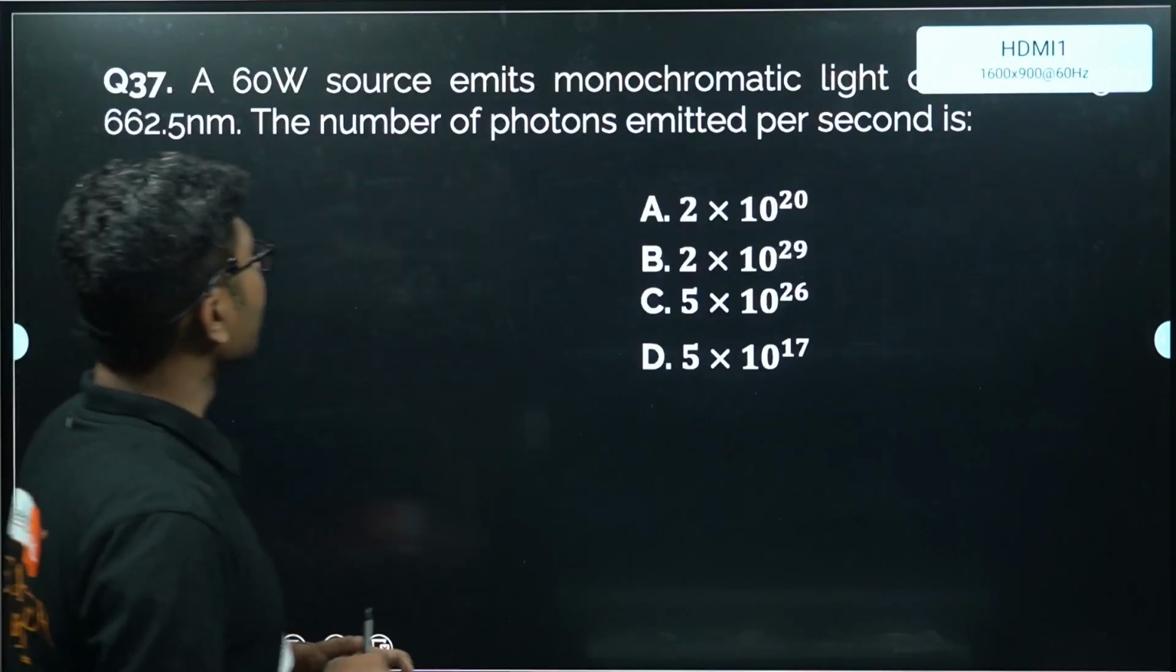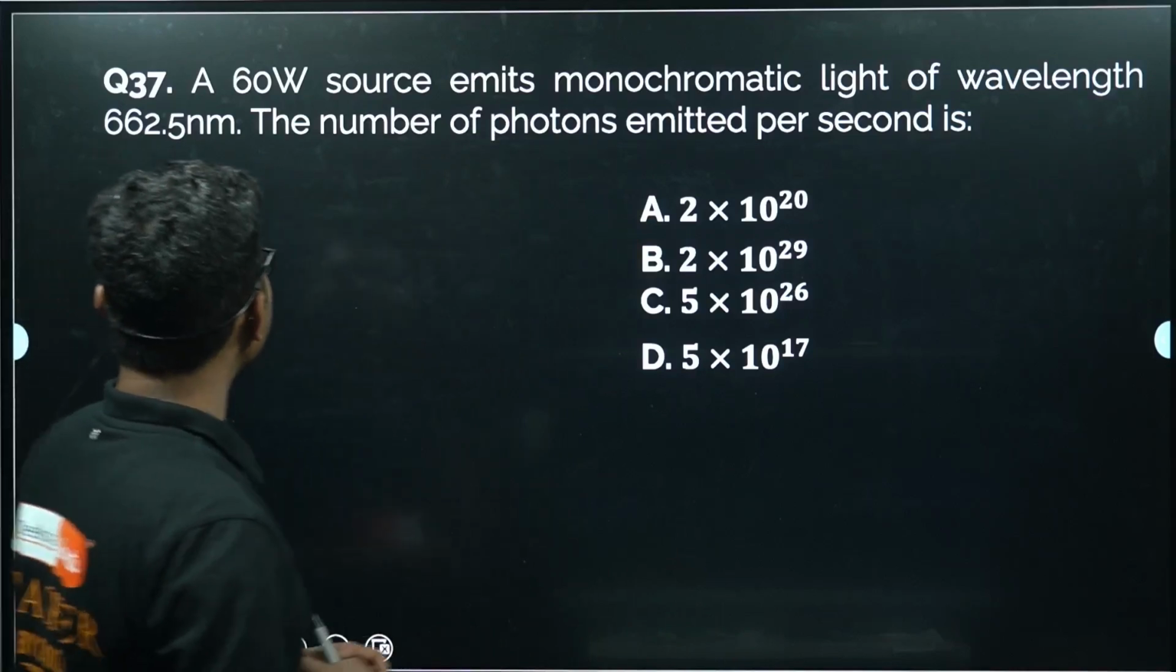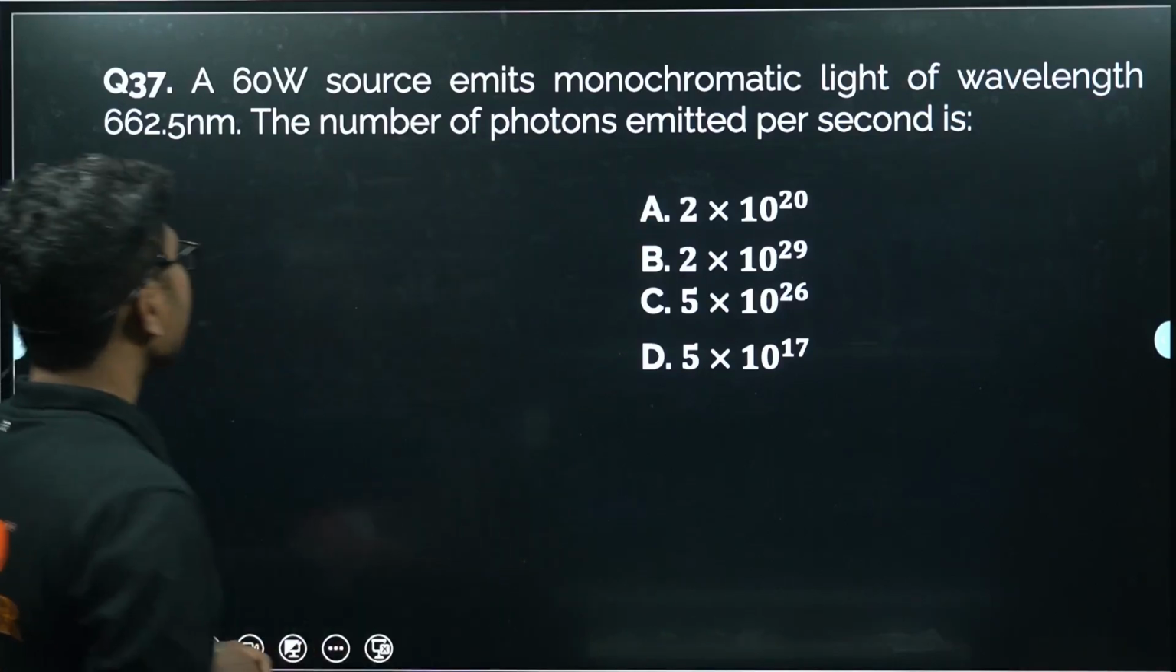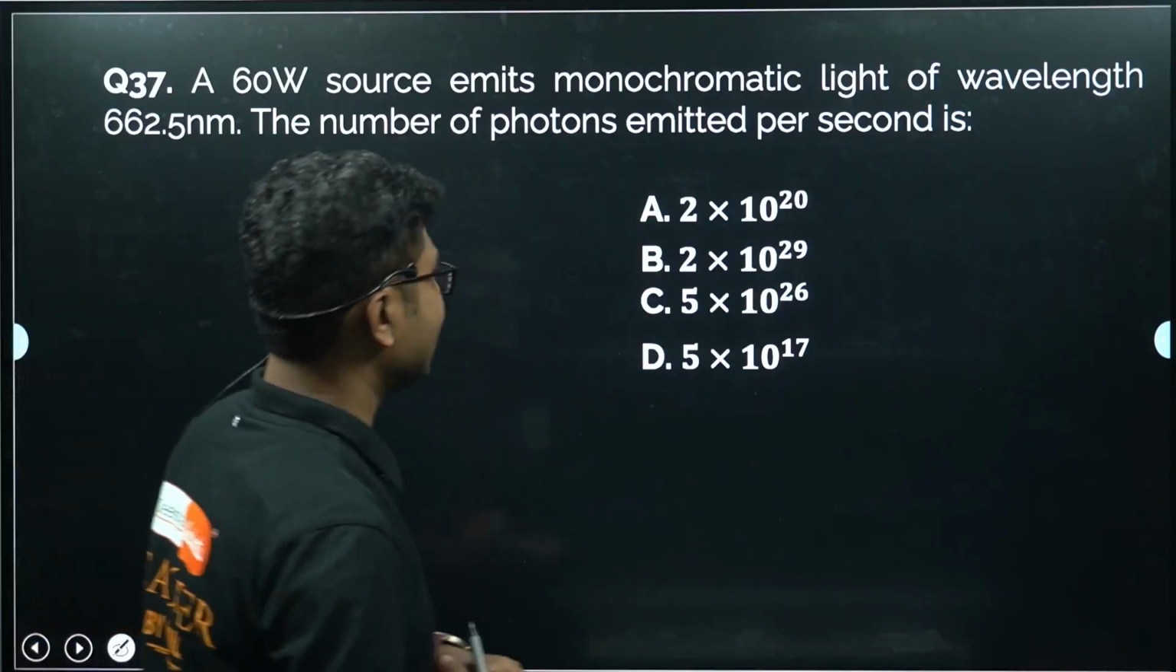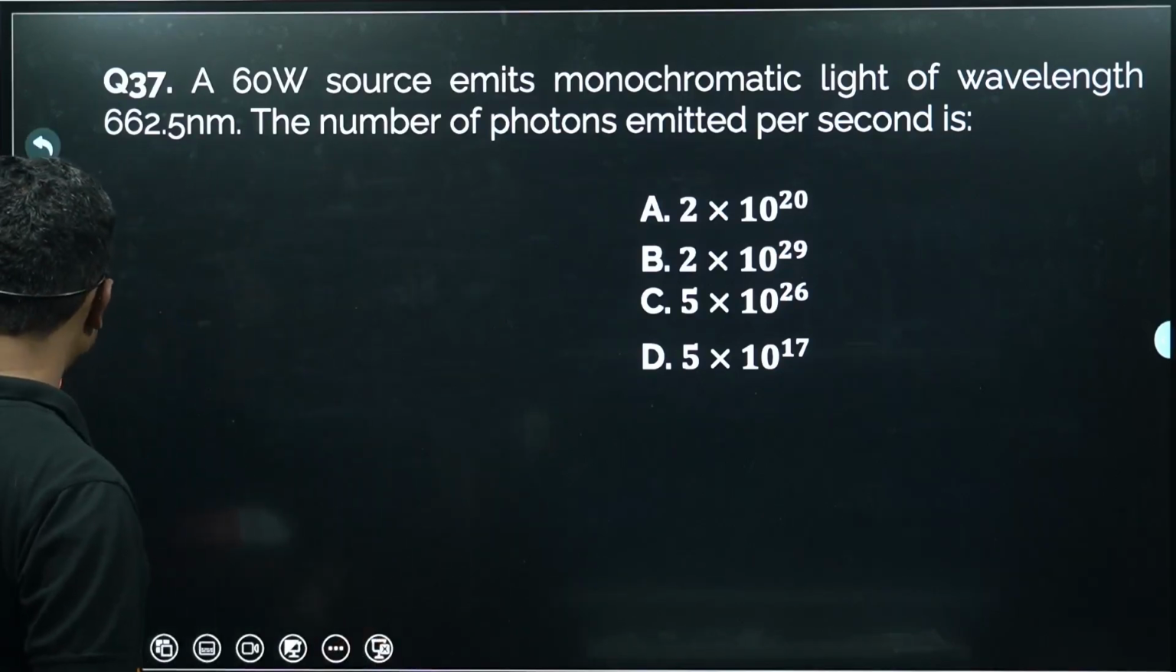A 60 watt source emits monochromatic light of wavelength 662.5 nanometer. The number of photons emitted per second is. Very interesting question, beautiful question. Let's try to solve it.